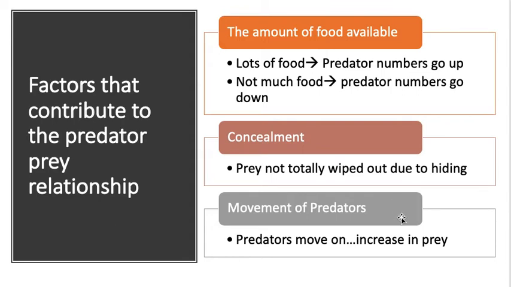And then also the movement of prey. The predators do tend to move on. If there isn't enough prey to eat, then the predators will just leave the area because they can't get enough food. Once they've left the area, this allows for an increase again in the prey. They don't have predators that are killing them, so they have a chance for their population to recover.